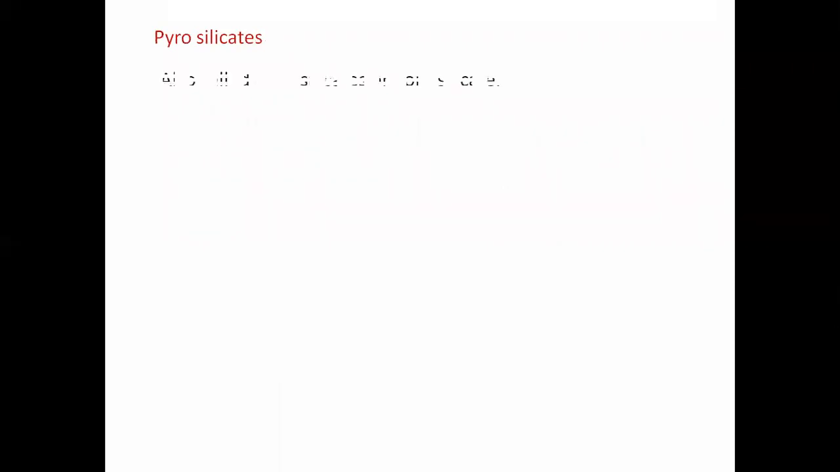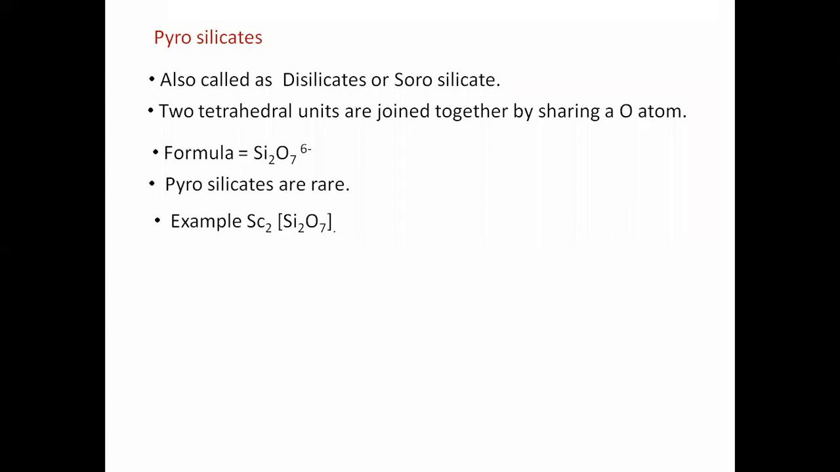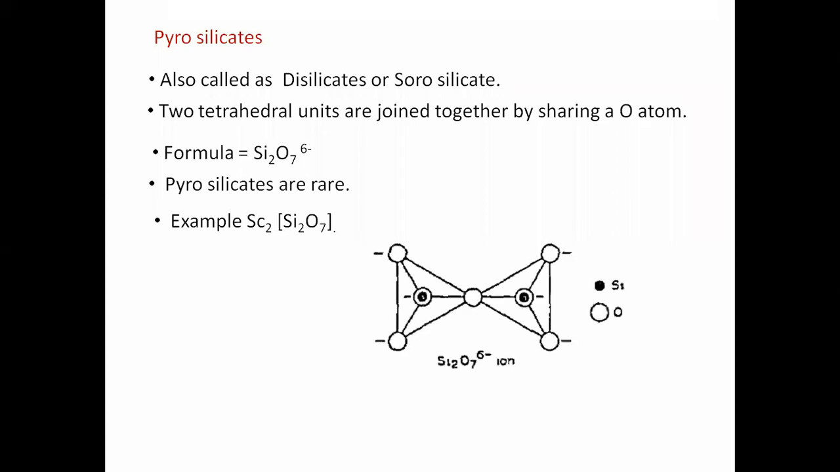Next example is pyrosilicate. They are also called disilicates or sorosilicates. Disilicate means when two silicate units combine, they form the disilicate, also called pyrosilicate. Many times you will find a 2 marks question; you should write pyrosilicate like this in three or four sentences and a structure. How is it formed? When two silicate units combine and share one oxygen. Pyrosilicates are very rare. One example is based on scandium metal, and this is the structure of pyrosilicate.